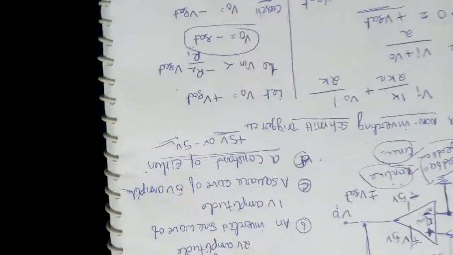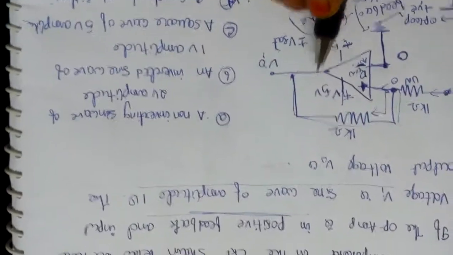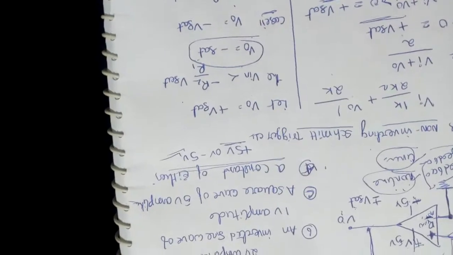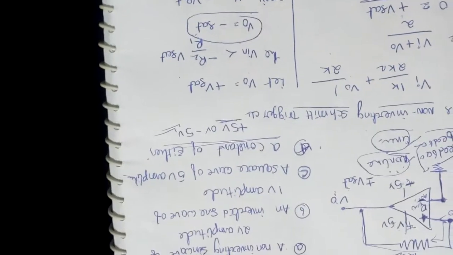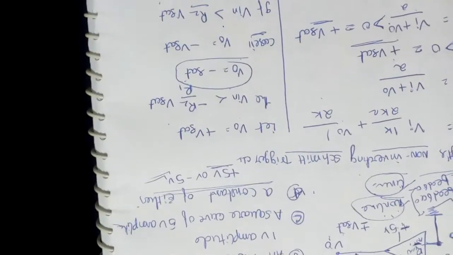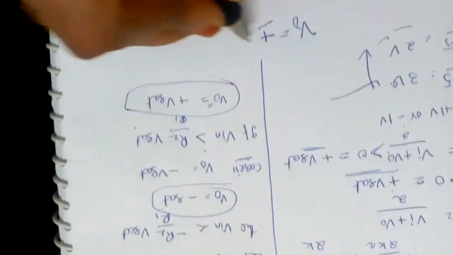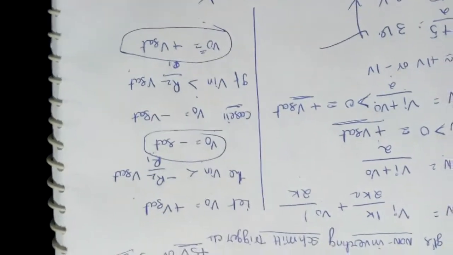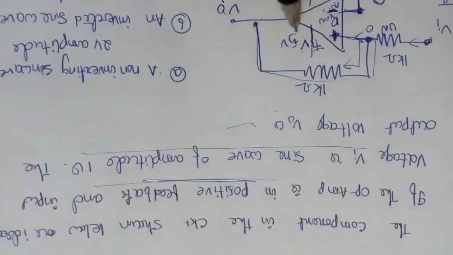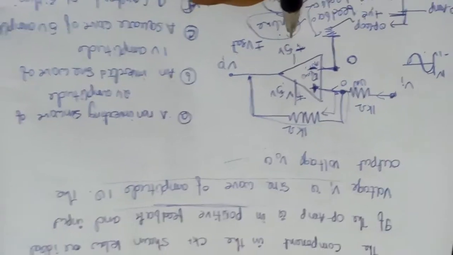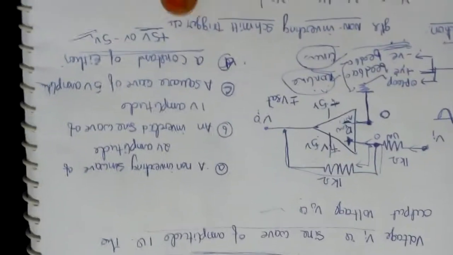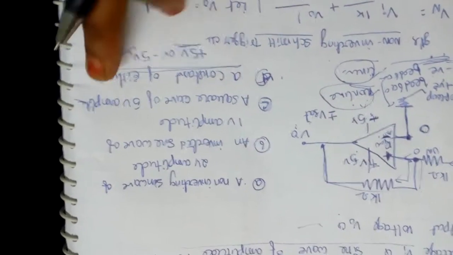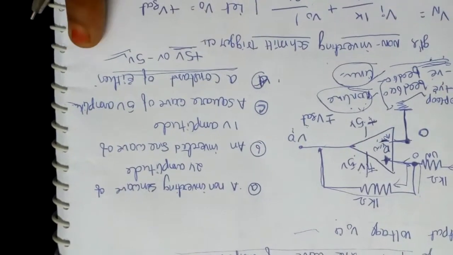In case 2, you assume V0 may be minus Vsat. Then Vin is greater than R2 by R1 into Vsat, and by that time V0 is plus Vsat. So the output voltage in either case always saturates between plus Vsat and minus Vsat. What is the output voltage here? Plus 5 volts and minus 5 volts. In any case you apply, you will get the right answer: a constant of either plus 5 volts or minus 5 volts.